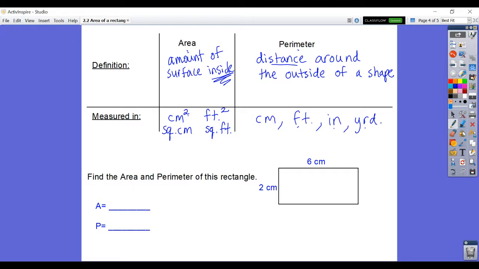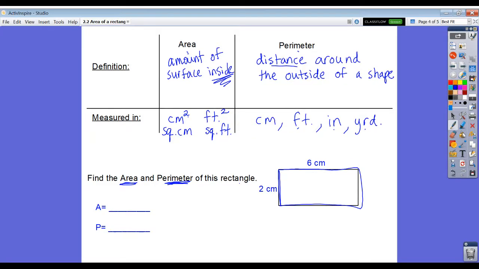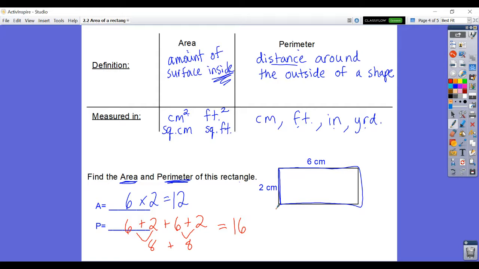Now, we're going to find the area and perimeter of this rectangle. That's something I know you can do because we now know the formula for area, and you remember from last time our formula for perimeter, adding up all the sides, the distance around. So please pause the video to solve this problem. Play back when you're ready to see the answer. You ready to check your work now? Hopefully you got an area of 12 and a perimeter of 16.